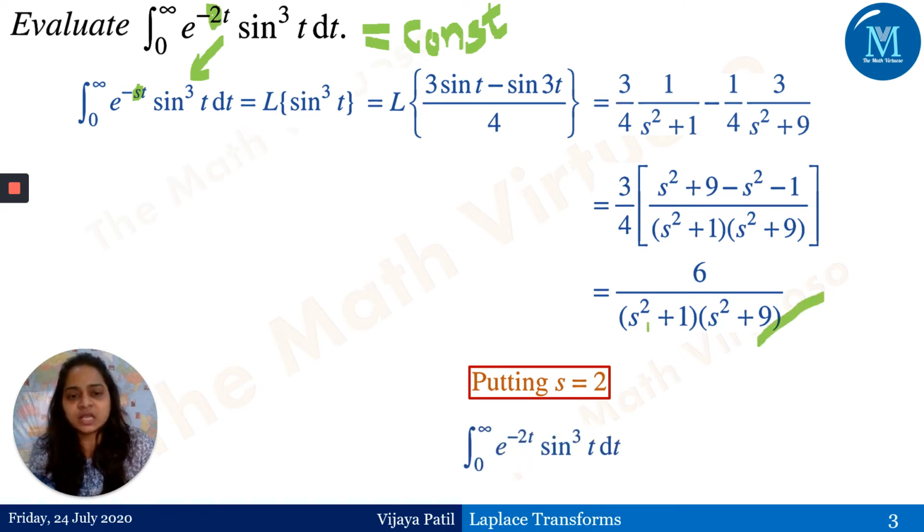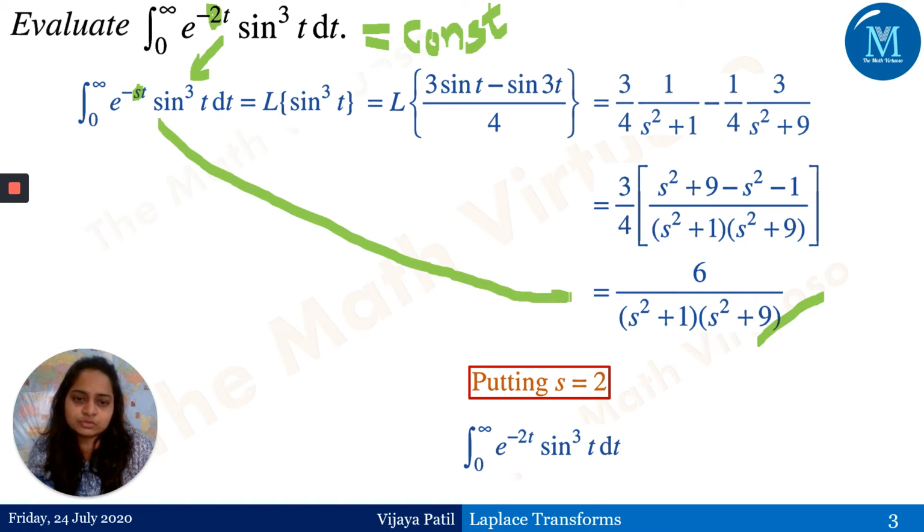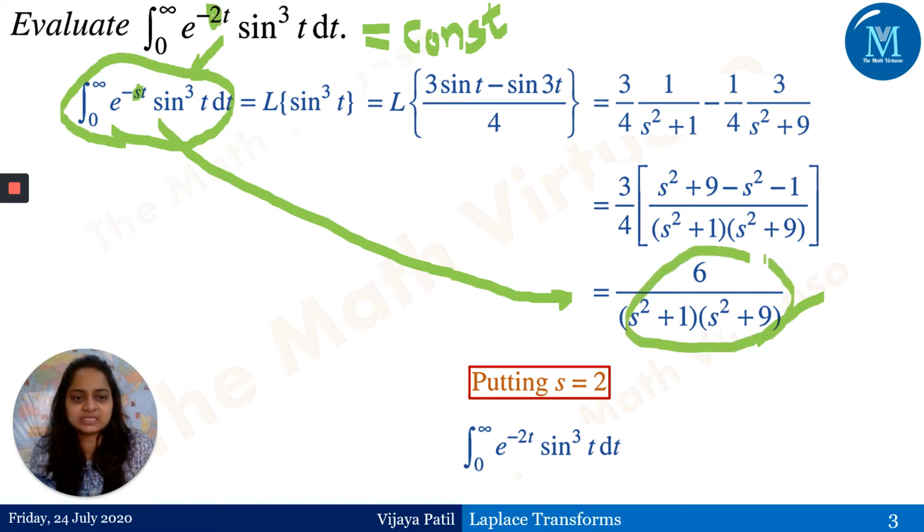After putting this, if you observe, we started here from Laplace of sine cube of t, that is integration 0 to infinity e to the power minus st sine cube of t dt. Now what I'm doing, I'm just putting s equals 2 at this place and at this place. Please understand that I'm purposely making these notations and pointers so that you will understand. I'm putting s equals 2 in both these equations. So s is replaced here by 2.